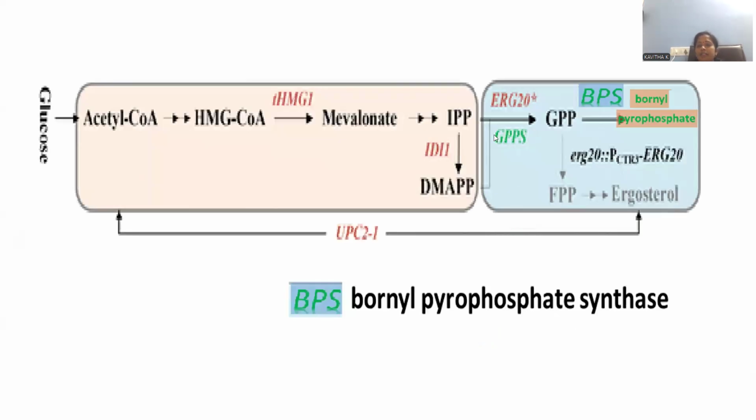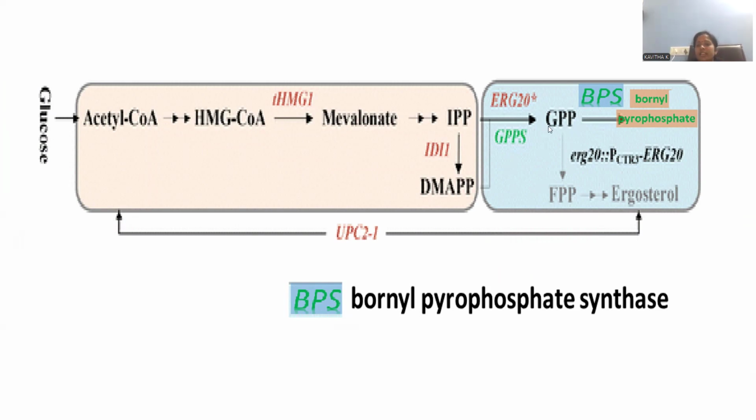After getting this mevalonic acid, further transformation gives rise to IPP, isopentenyl pyrophosphate. Another isomeric form of this IPP will be there, that is the DMAPP. Both are isomeric in nature. These are able to condense, and we are able to get GPP, geranyl pyrophosphate.